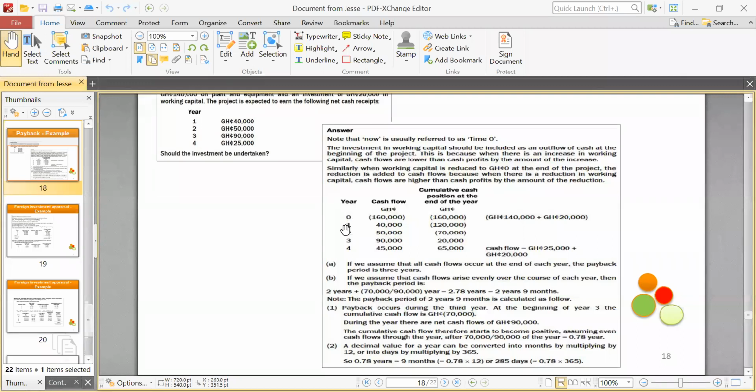In year one, however, we have a cash flow of 40,000, right? So what will be the cumulative cash position at the end of year one? It will be minus 160 plus 40, which will give us minus 120,000. Is it making sense? Yes, please. Okay, so is this minus 160 plus 40? Yes, that's what I'm trying to refer to. Okay.